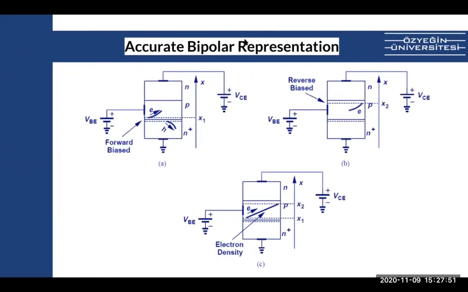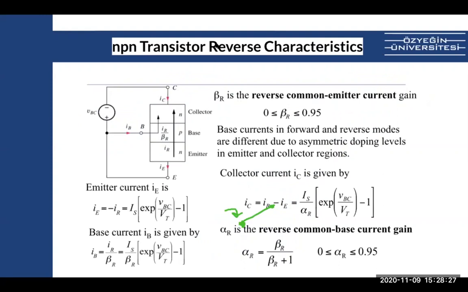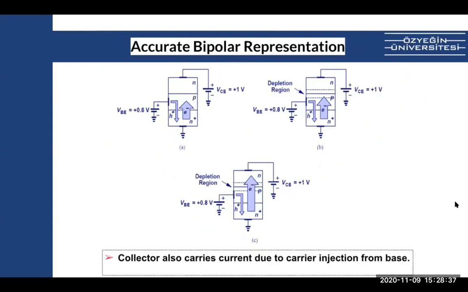these electrons show a curve called electron density. When they move in, the electron density at this point is the highest. And slowly, because some of them combine with the holes and some of them diffuse, the electrons get much less at X2 compared to X1. And this one is formulated. And when it is formulated, just like in diodes, we are able to define the characteristics of the forward and reverse regions.